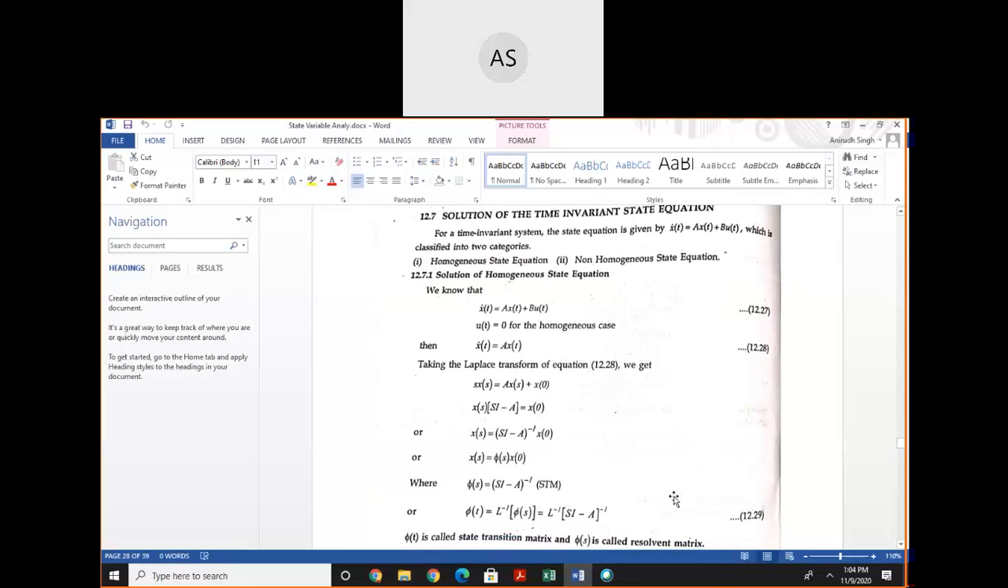Then multiply this by C and B, we get the transfer function.